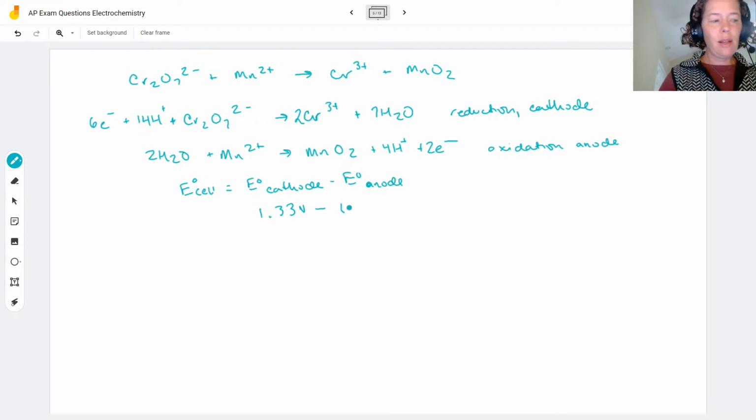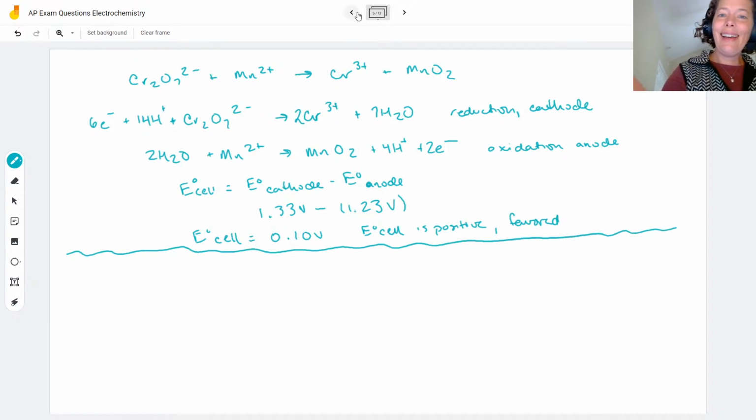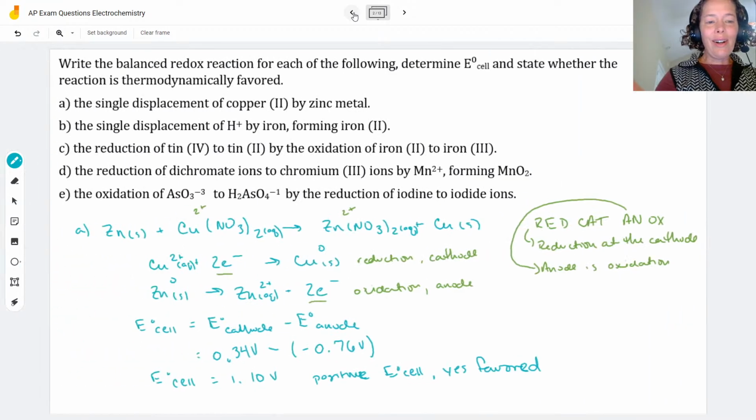Volts. So now I just go ahead and calculate Ecell, and that is 0.10 volts. So my Ecell is positive. So this is favored. All right, we're almost there. I know it's all the repetition.